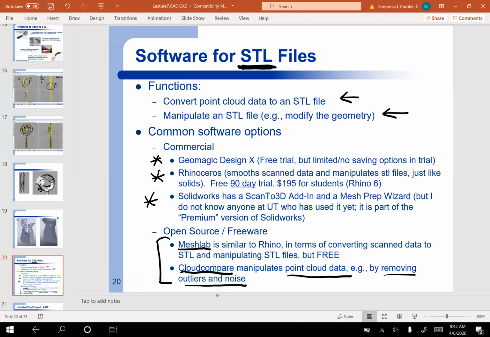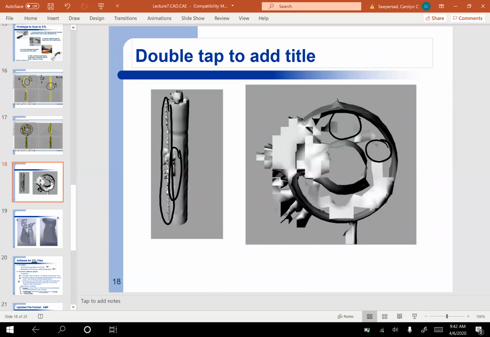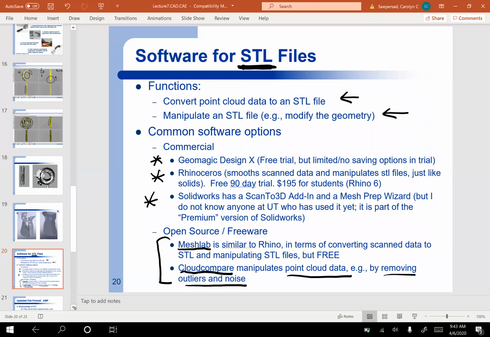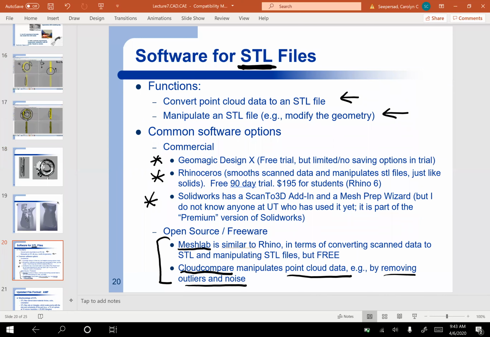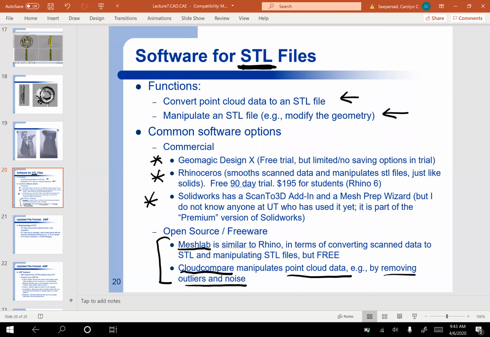And then of course, MeshLab will help you convert that scan data to an STL and also manipulate the STL file. So once you can manipulate the STL file, you can also do things like take another surface and use it to cut off all this noise. You could add surfaces inside the top of the pen here, right? And fill it in so that it's watertight. And so those types of operations are really important if you're going to move directly from scanned data to a file.